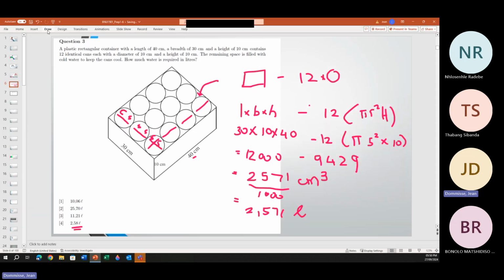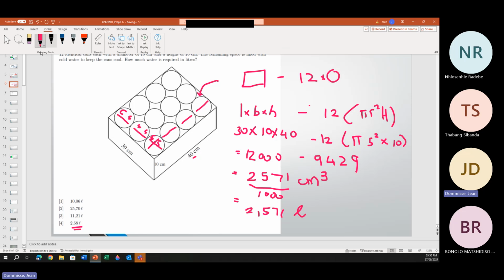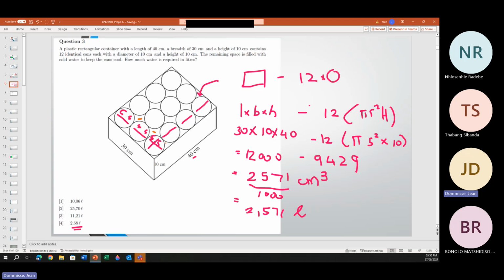Okay, let me just save before. So we need to fill in the areas all in between with water. So how do we get that, basically the difference between the two. So then when we get our cubic centimeters, how to go from cubic centimeters to liters. So we basically divide by 1,000.